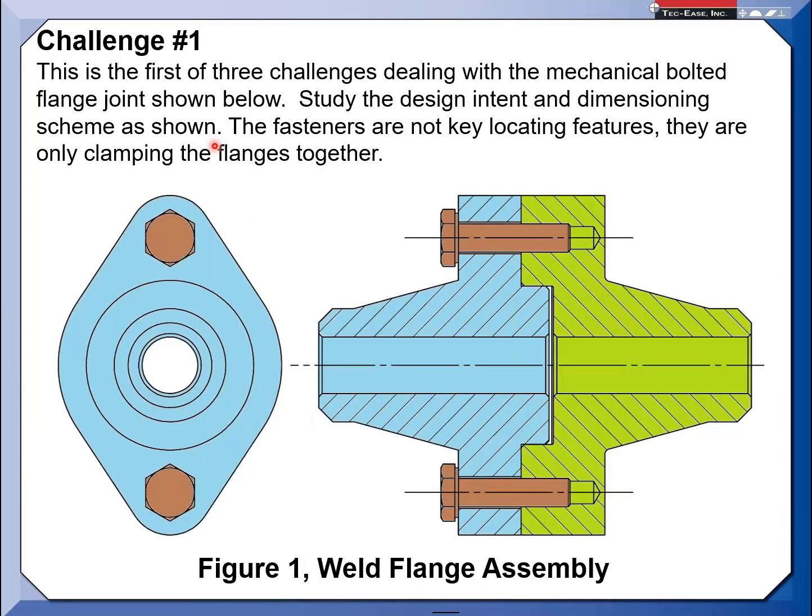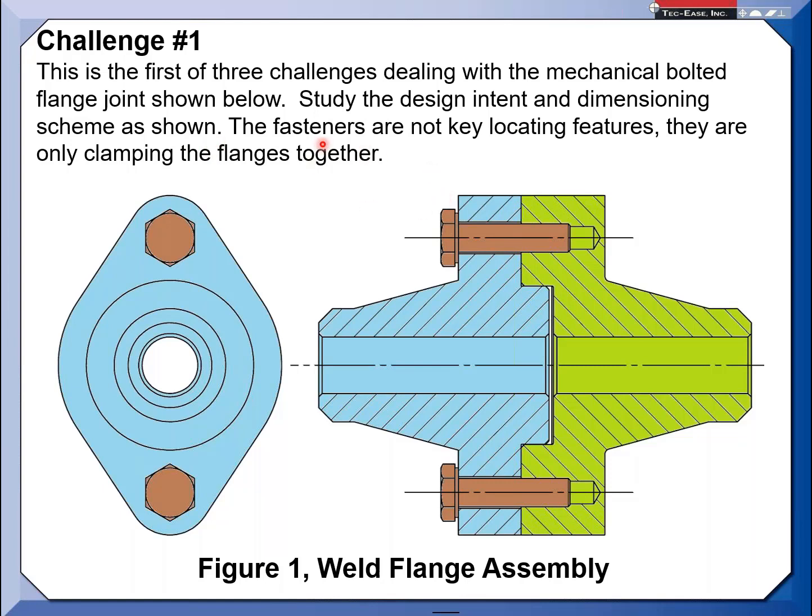Next thing here is stepping through. This is going to be the first of the 3 challenges dealing with this mechanical bolted flange joint. There are going to be 3 things I'm going to be asking, but you're only seeing the first one now. There are going to be more challenges coming out, because I'm going to ask for more requirements. Right now, the task was to study the design intent in the dimensioning schema as shown, in other words, as provided in the sheets that you received.